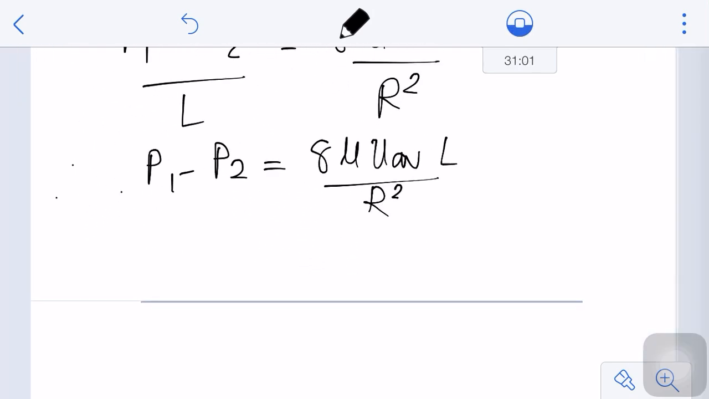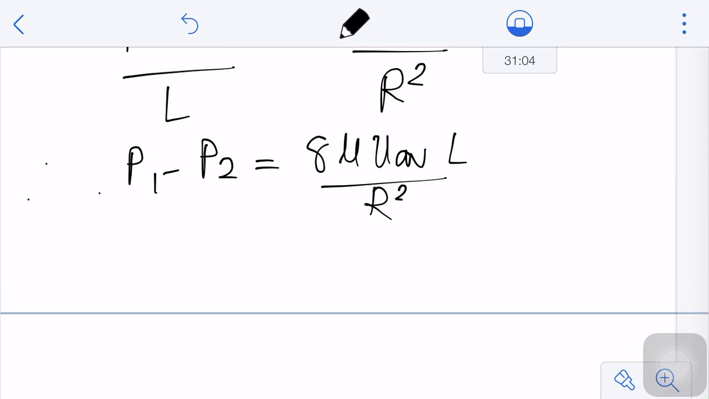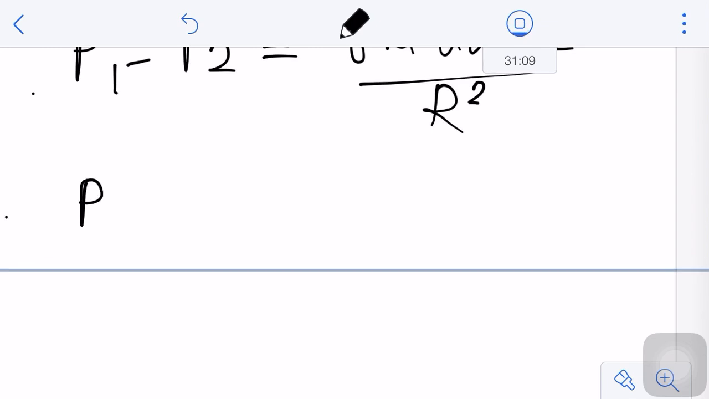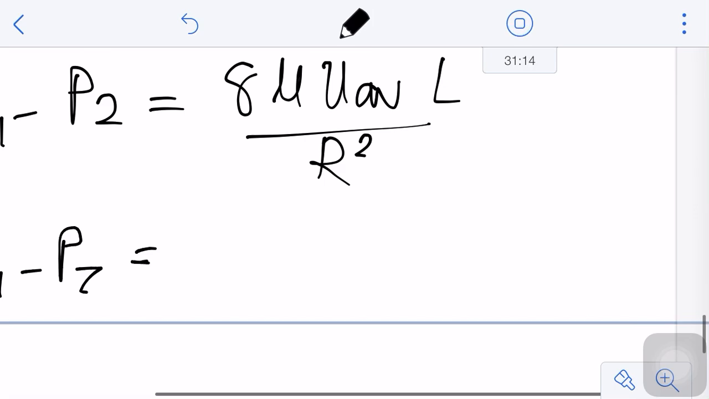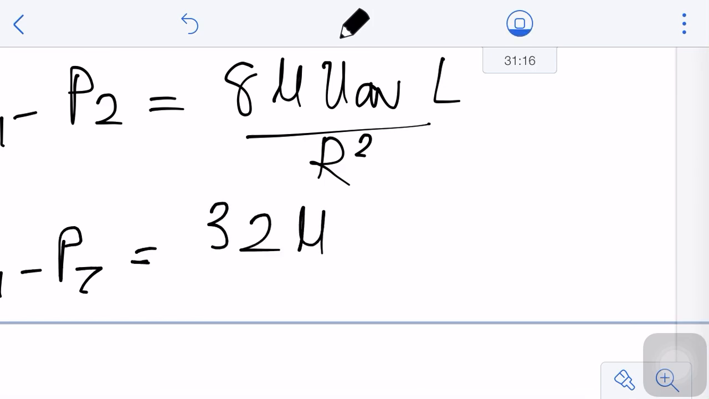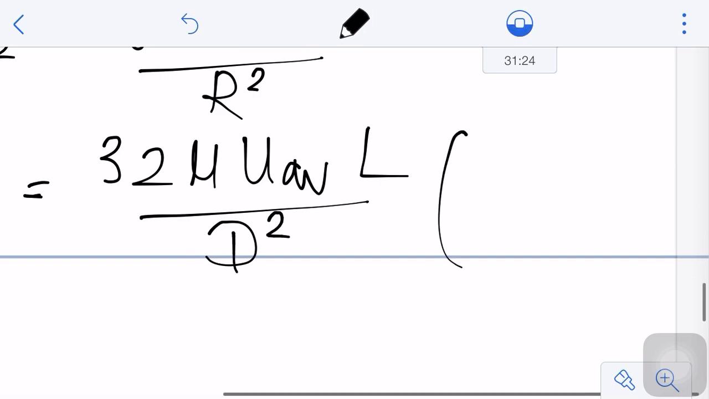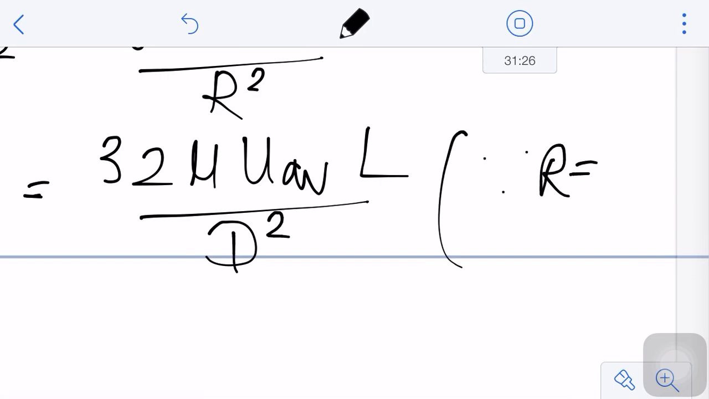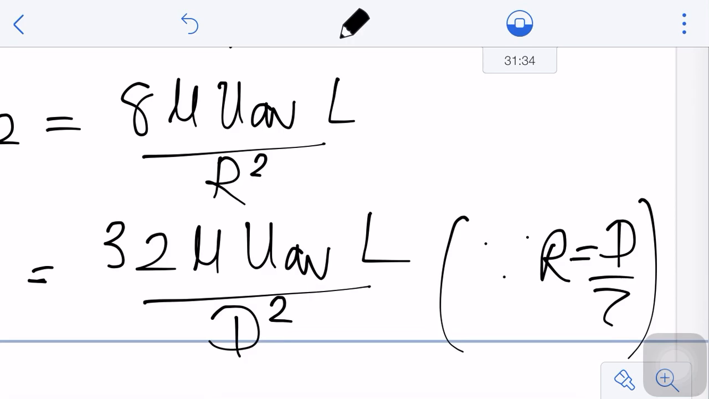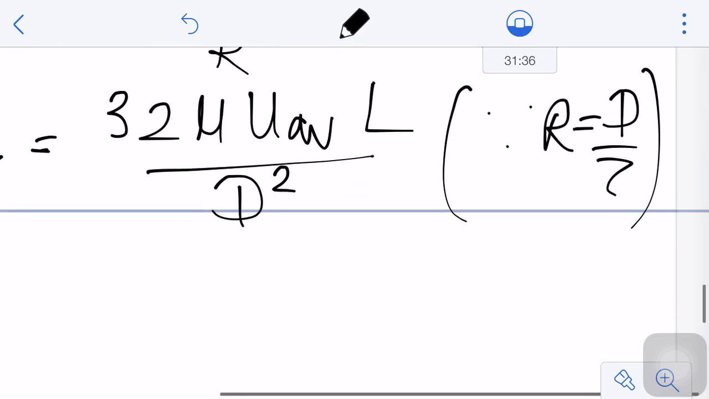We can also write this equation in terms of the diameter of the pipe instead of the radius. So P1 minus P2 is equal to 32 mu u average L upon D square. This 32 is there just because R is D by 2. If you substitute R equal to D by 2, it will become D square by 4, and that 4 will be multiplied with the 8 in the numerator, so it will become 32, right?